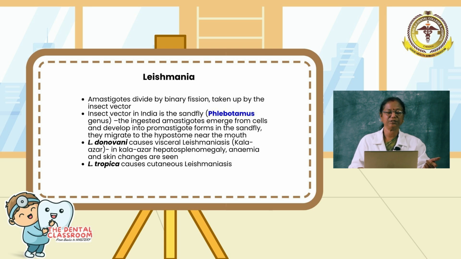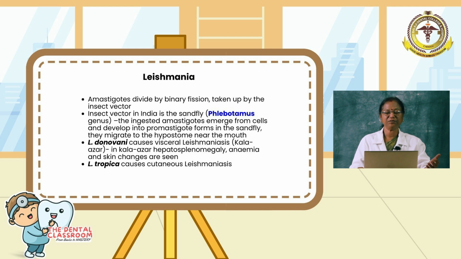The next is Leishmania, which is a flagellate protozoan. It is found in the blood and tissues. There are two types of morphological forms: one is amastigote, another one is promastigote. The amastigotes are the intracellular form, and they are referred to as Leishman-Donovan bodies, LD bodies. What are LD bodies? LD bodies are amastigote forms. They are usually small, round or oval bodies.